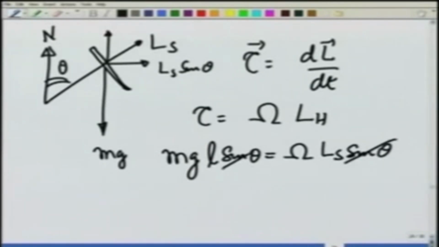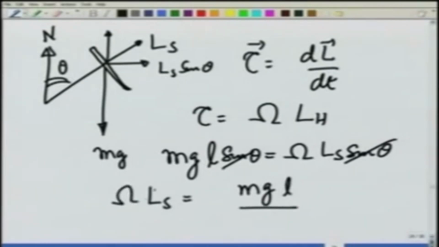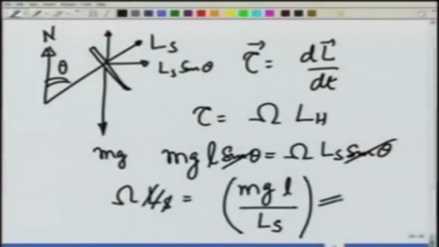Sin theta cancels, and therefore you get mgL equals omega L spin, and therefore omega equals mgL divided by L spin, and that is your answer. No matter what angle it is at, the precession frequency is the same. If a very high spin rate is there, omega is going to be very small, and therefore I ignored any effects due to capital omega, which is generally known as the gyroscopic approximation.